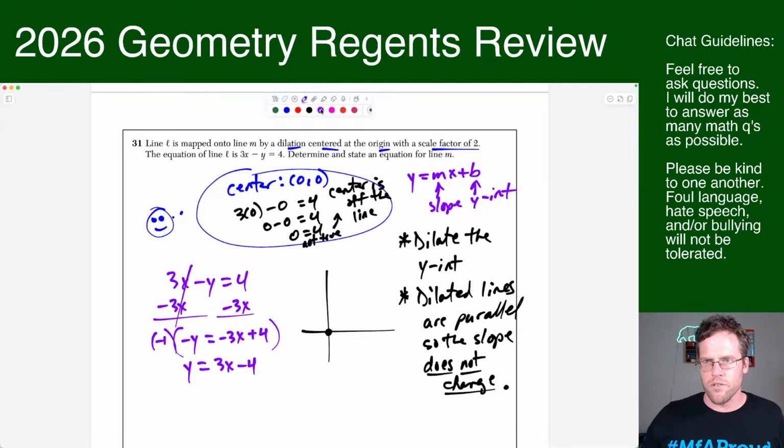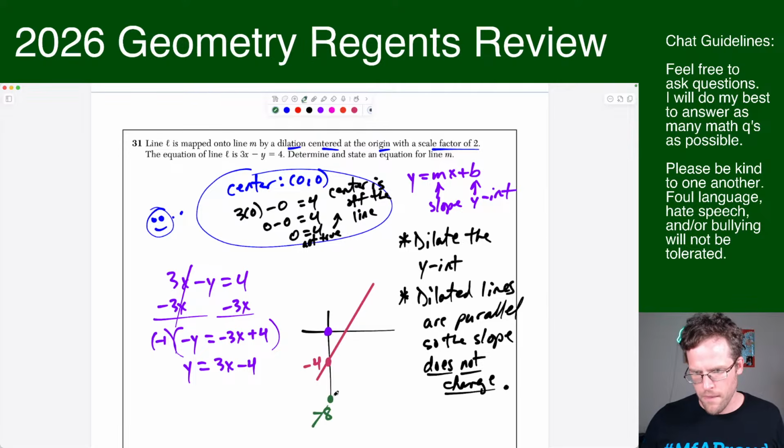You're like, wait, how do you know the concept? So here's 0, 0. This is our center. And the line 3x minus 4 would be some positively sloping line like this. If this is at the point 0, negative 4, that's our y-intercept. If I double the distance here, this goes out to negative 8, and the slope doesn't change. See, so this would be the line. So then I would go to y equals 3x minus 8.